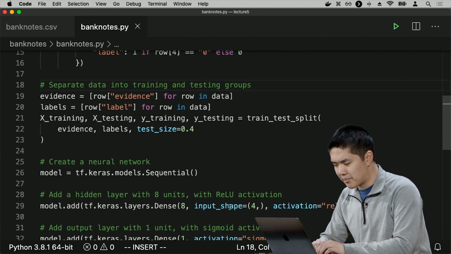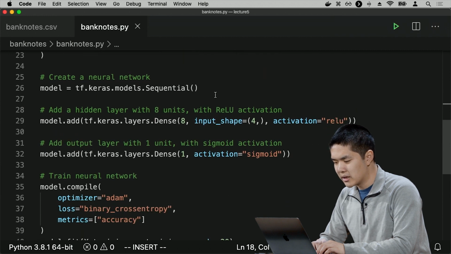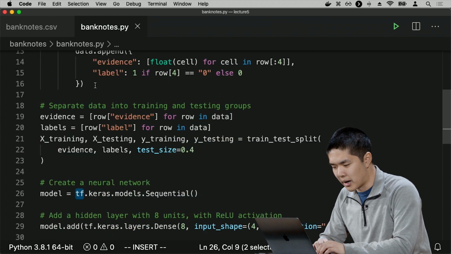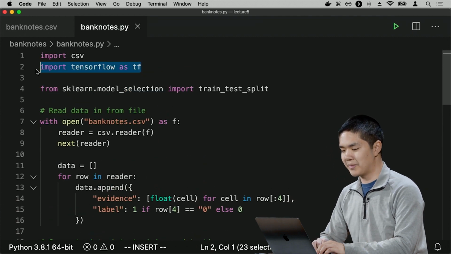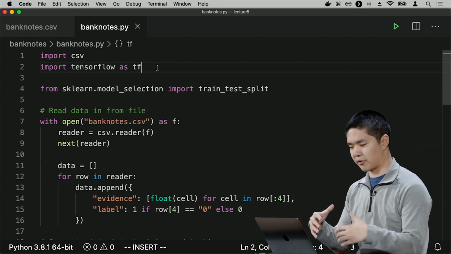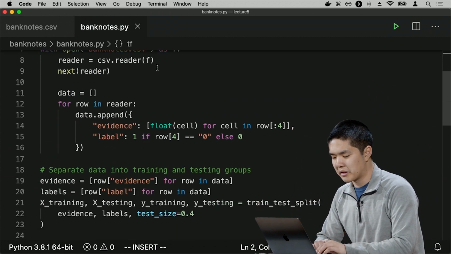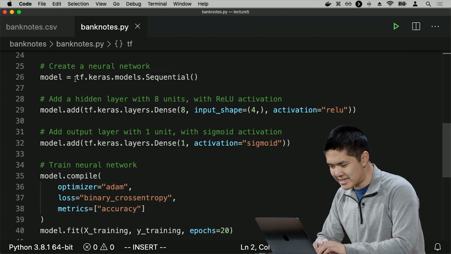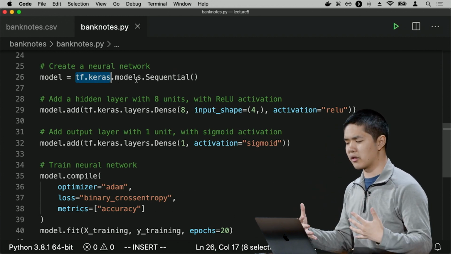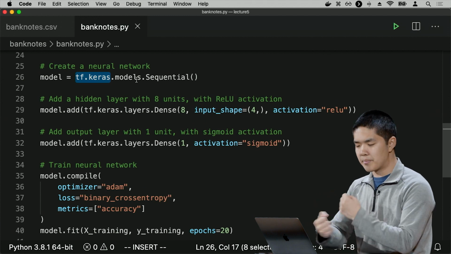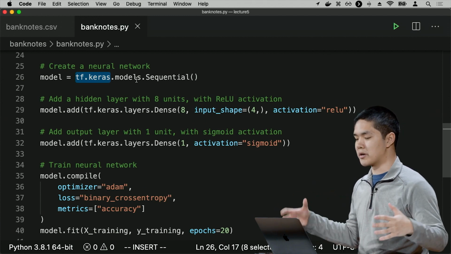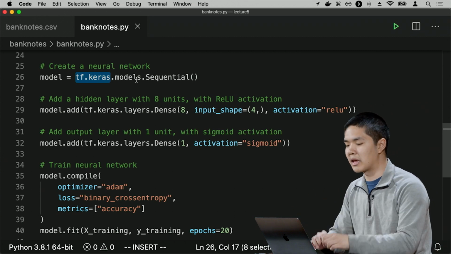And now what I'm doing down below is I'm creating a neural network. Here I'm using TF, which stands for TensorFlow. Up above, I said import TensorFlow as TF. TF is just an abbreviation that we'll often use, so we don't need to write out TensorFlow every time we want to use anything inside of the library. I'm using tf.keras. Keras is an API, a set of functions that we can use in order to manipulate neural networks inside of TensorFlow. And it turns out there are other machine learning libraries that also use the Keras API.